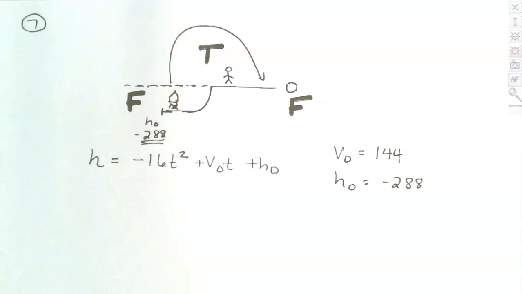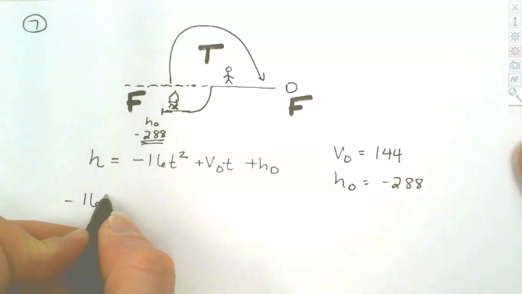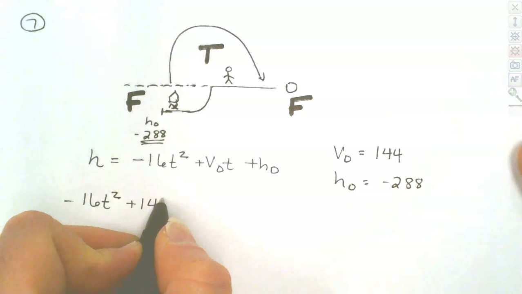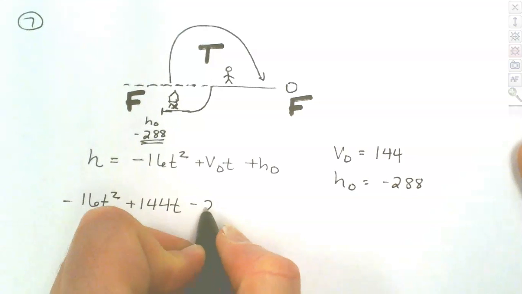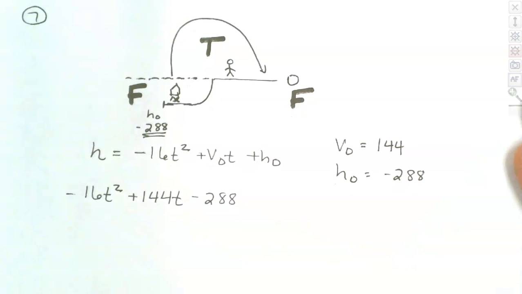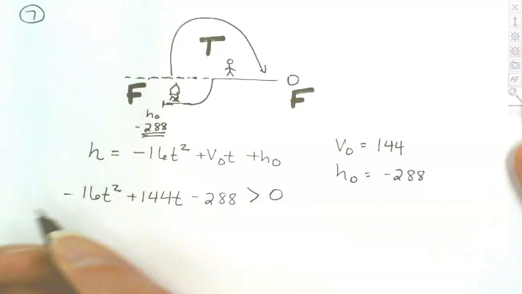So let's now go ahead and write up our inequality. So what does it look like? It looks like minus 16 t squared plus 144t minus 288. And we want this height to be greater than 0.